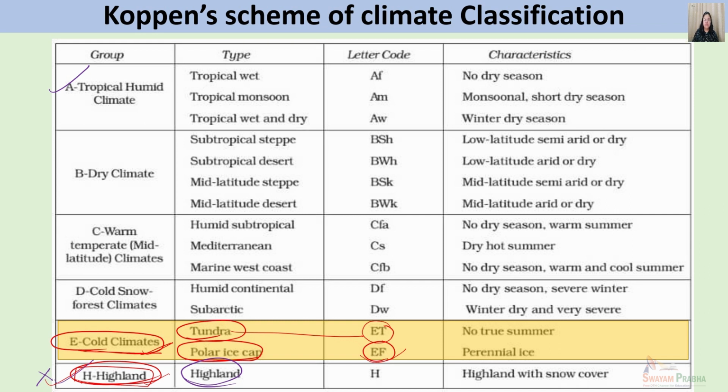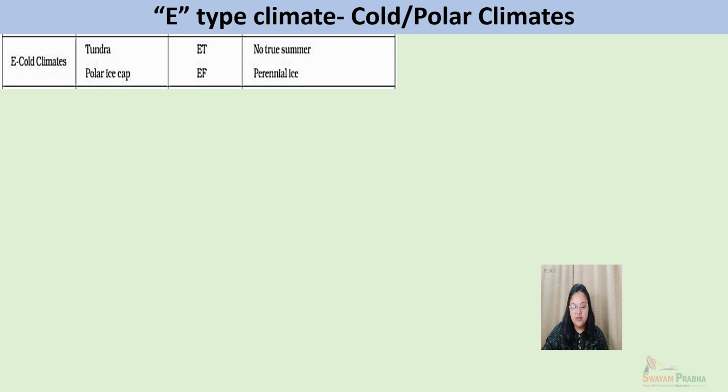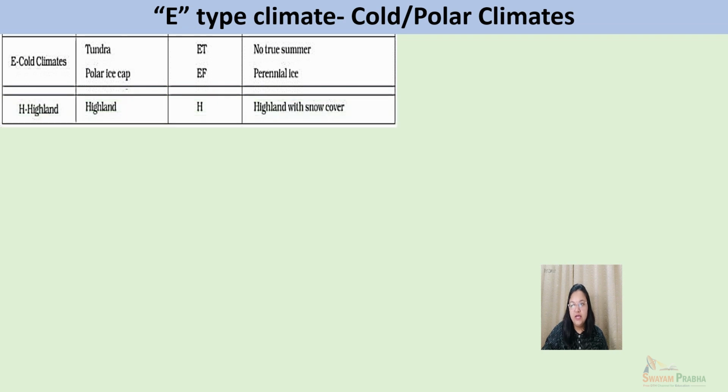So let's see now what E type of climate is and what are its major characteristics. Now let's look at the major characteristics of E type of climate or cold polar climate. So initially E represented the cold climates of the higher latitudes. Later on, H category was added to showcase the cold climates of the highlands with snow cover in the areas other than the polar latitudes. So we'll discuss the H category later on.